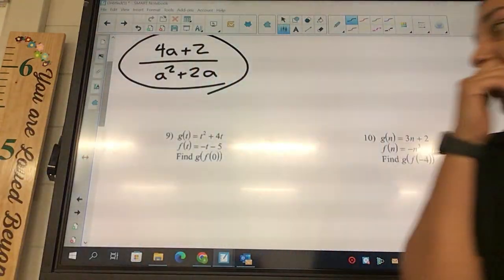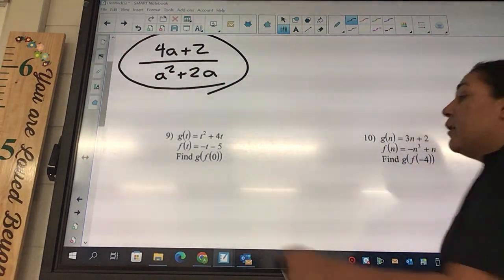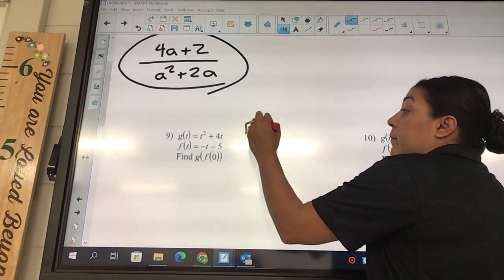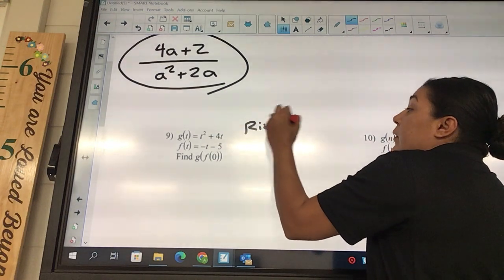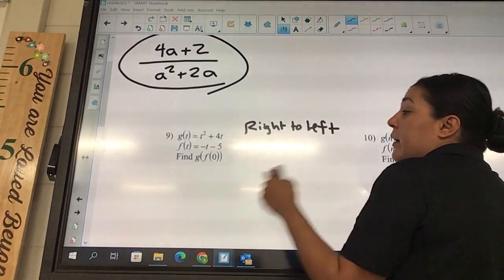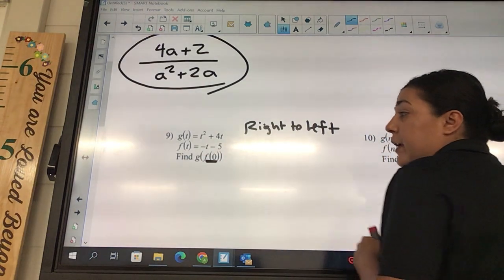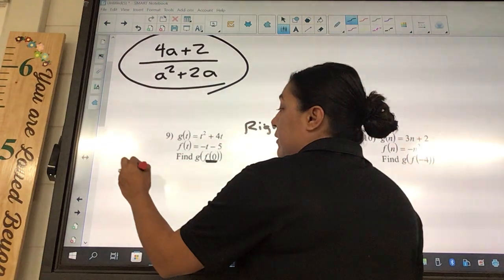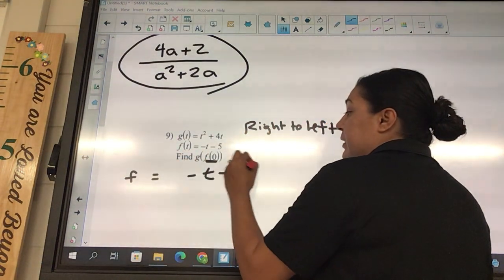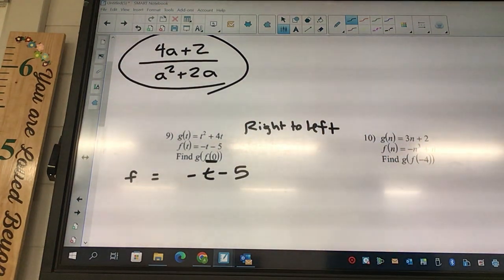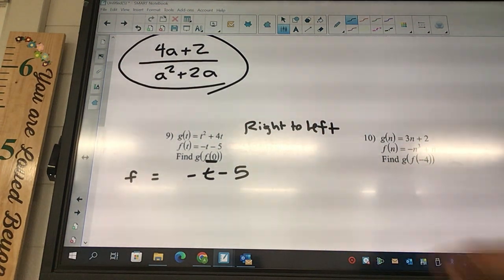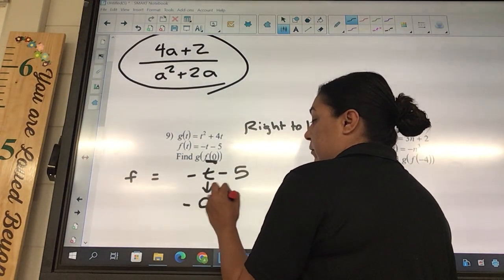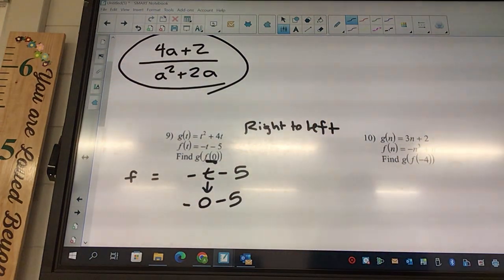Okay, the composition. Okay, we start from the number, we work from the right to the left. So in this case, you're going to plug 0 into F. Okay, so my F function is negative t minus 5. Everywhere there's a t, I'm going to be putting what? 0, because it says 0 right here. Okay, so we're going to say 0. Okay, what is negative 0 minus 5?